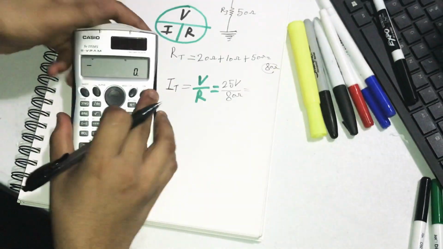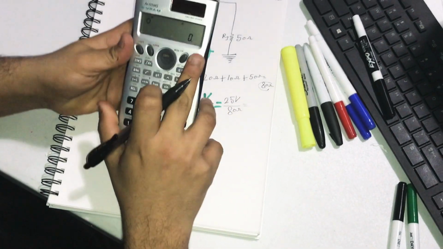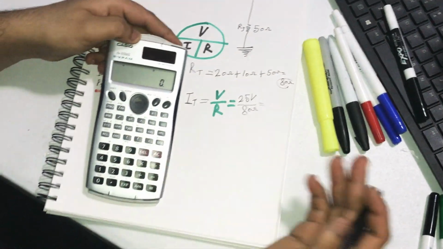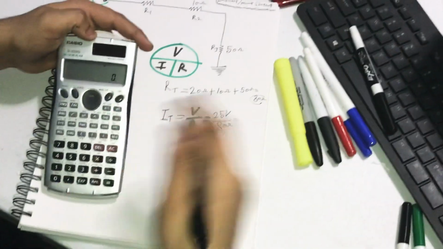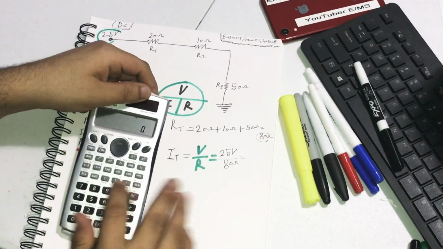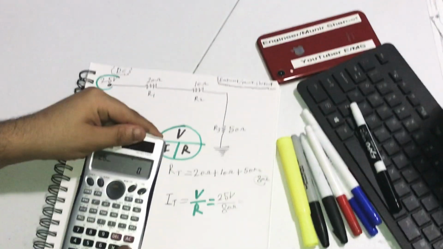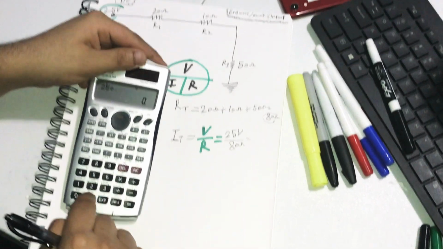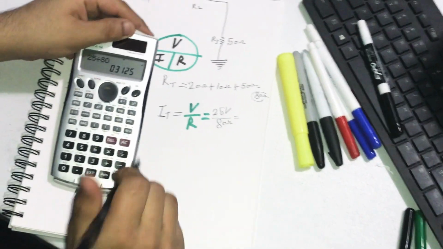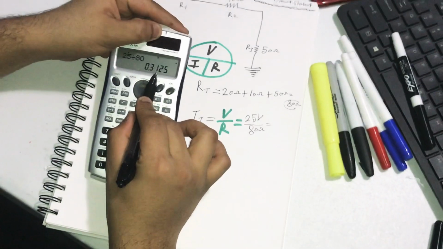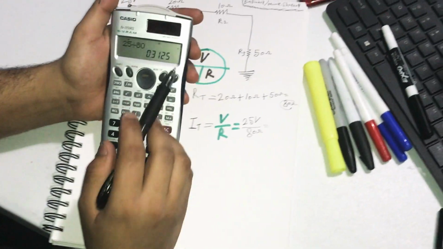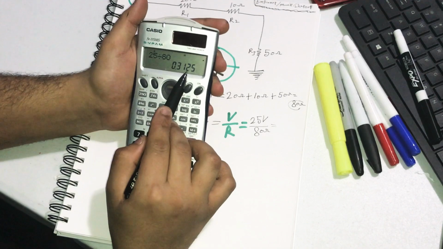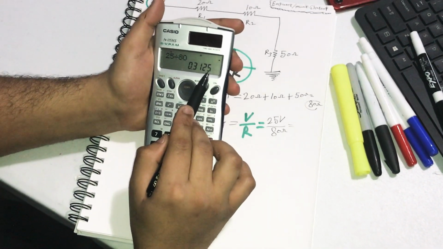Use the calculator. I always recommend using a calculator if you have an exam and it's permitted, because you need it to do it faster. 25 divided by 80 ohms. Alright, we're getting 0.3125 amps. So in this way, we have three decimal digits, and the first one is 5.